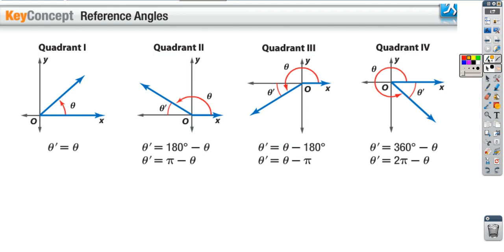So this is kind of a nice picture. If you're in the first quadrant, like let's say this is a 40-degree angle, the reference angle is just 40 degrees. This angle here is what takes you down to that purple x-axis I just drew.